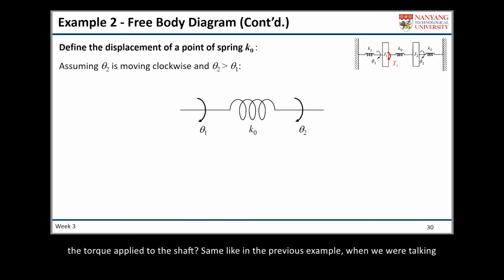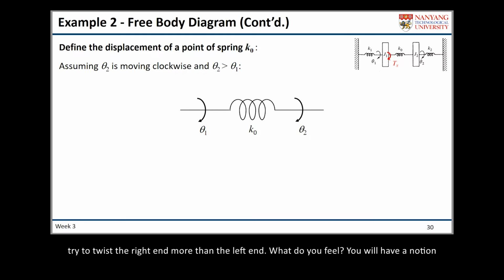Same as in the previous example, when we were talking about the translational system, we need an assumption here, because the direction of the torque will depend on theta 1 and theta 2. So for simplicity, let's assume that theta 2 is greater than theta 1. Imagine you have a flexible shaft, and you try to twist the right end more than the left end.